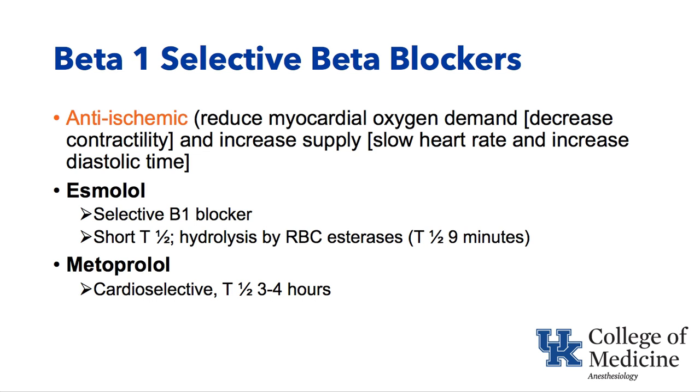Esmolol, like metoprolol, is selective for the beta-1 receptor. It has a short half-life, however, because it's hydrolyzed by red blood cell esterases with a half-life of only 9 minutes, which makes it a great titratable beta blocker. As opposed to metoprolol, which is also a cardioselective beta-1 blocker, but has a longer half-life measured in hours.